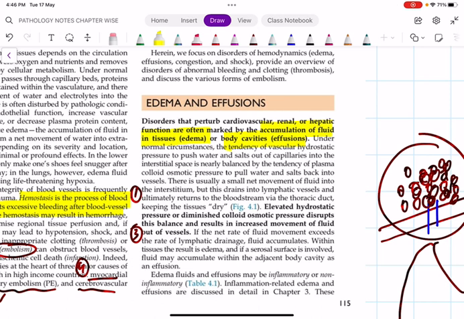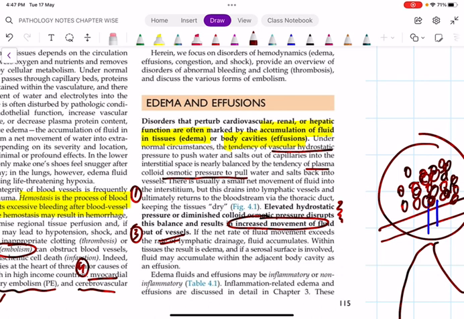Normally there is something called hydrostatic pressure and plasma oncotic pressure or plasma colloidal osmotic pressure. Normally, the hydrostatic pressure by the vessels and the plasma colloidal osmotic pressure both go hand in hand. They balance each other. Whenever there is an elevated hydrostatic pressure or decreased colloidal osmotic pressure, this balance will be disrupted, which will result in increased movement of fluid out of the vessels.